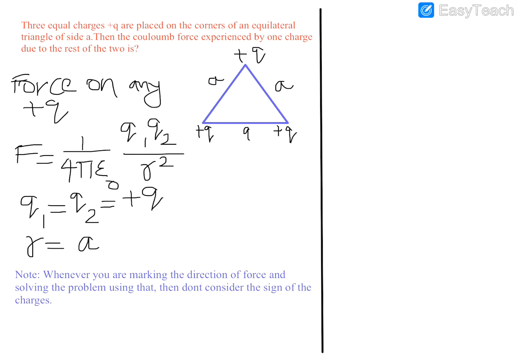There is another method without using these directions, but you will use the sign of the charges also. Then using that you will solve, and finally by checking the sign of the force you will say whether it is attractive or repulsive. That is another method, but we will use this method throughout 12th class. You must use this method. That means using the diagram, draw the directions of forces, then using that diagram you will solve the problem.